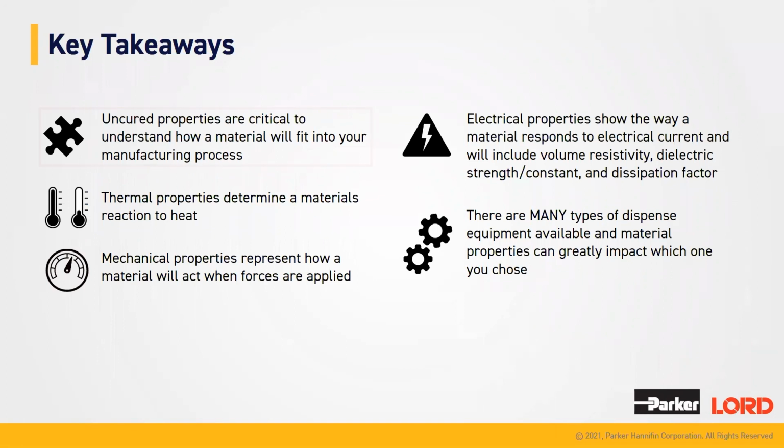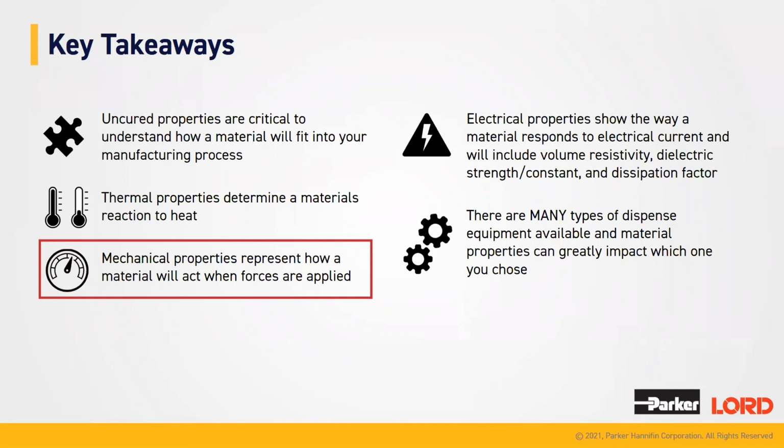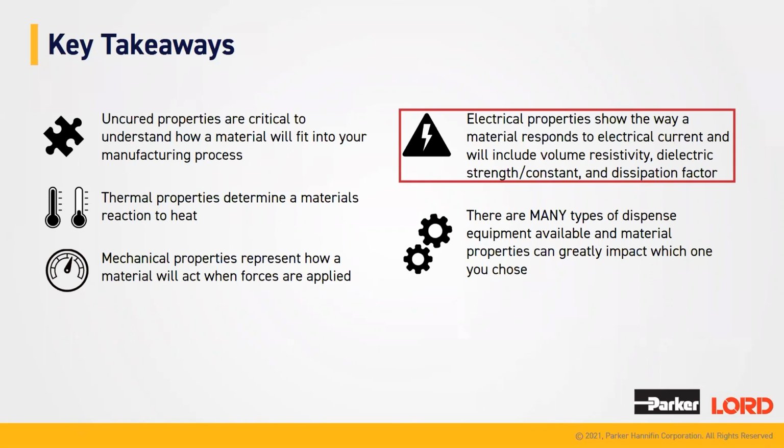First and foremost, uncured properties are critical to understanding how a material will fit into your manufacturing process. Definitely have to have a good understanding of how the material is going to react prior to it curing so it can fit into your process. Next, thermal properties determine a material's reaction to heat. Mechanical properties represent how a material will act when forces are applied. Electrical properties show the way a material responds to electrical currents. And so those may seem obvious, but definitely wanted to highlight those there.